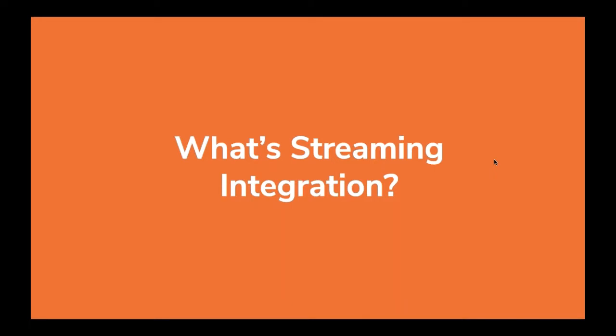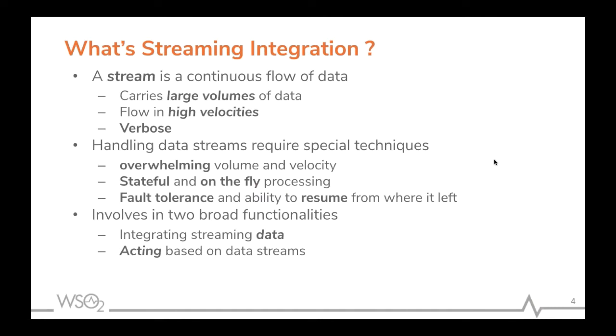So what is streaming integration? Before we talk about streaming integration, let's define what a stream is. In general, we can say a stream is a continuous flow of data. There are a few important characteristics of a stream. One most important characteristic is it carries large volumes of data, meaning it can carry hundreds of thousands of events per time unit, as well as kilobytes, megabytes, or even gigabytes in a very limited time frame. And also, these large volumes of data are flowing at high velocities.